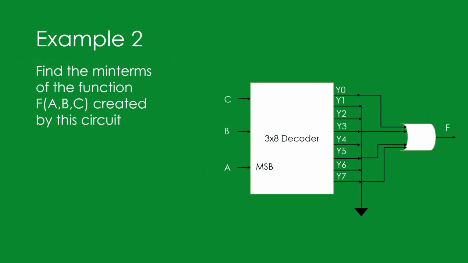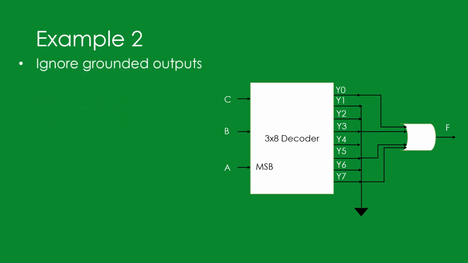Let's look at another example. We have the same goal as before, but now we're dealing with a decoder. We can notice that some of the outputs have been grounded and don't contribute to the final output, so we'll ignore them. What we can see is that the output is the result of 4 of the outputs ORed together.